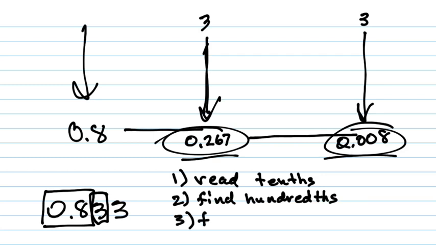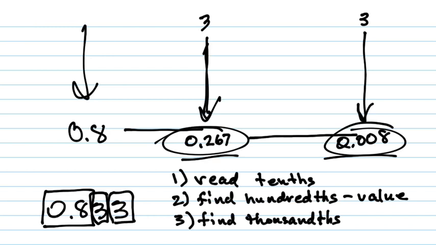And third, find the thousandths, which is this third decimal. Okay? When you find that first intersection, you're going to get a value. When you find the second one, you're going to get a value. And you're simply going to take these 2 values and add them together.